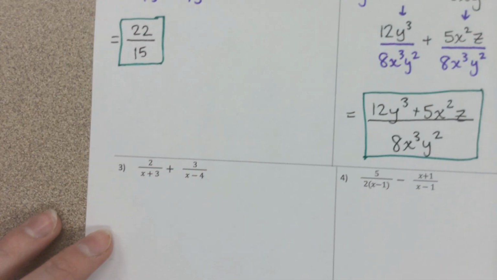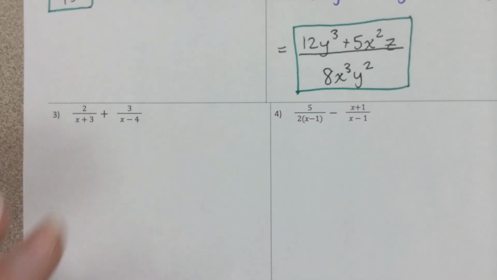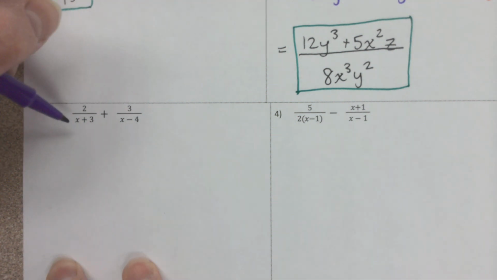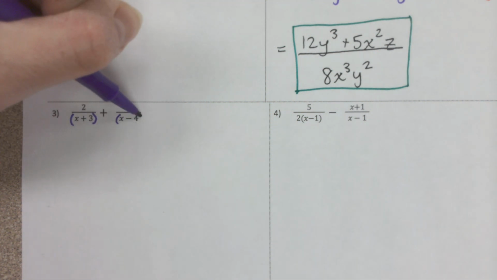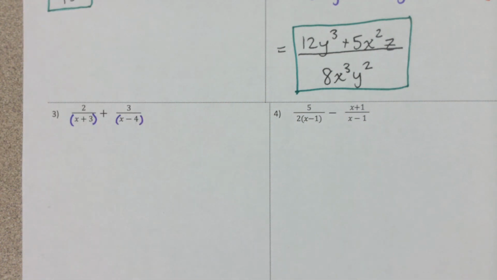Okay. Number 3. This on the surface looks like a harder problem. It is not. Finding the common denominator is so easy here. Just give me a minute. 2 over x plus 3. Let's put that x plus 3 in parentheses like we're used to doing. Plus 3 over x minus 4. Same thing. Let's give it some parentheses.